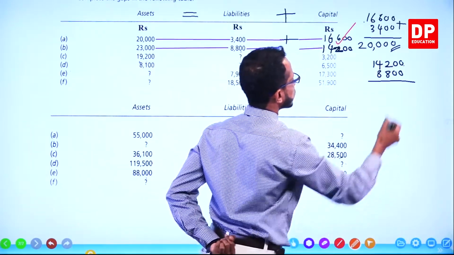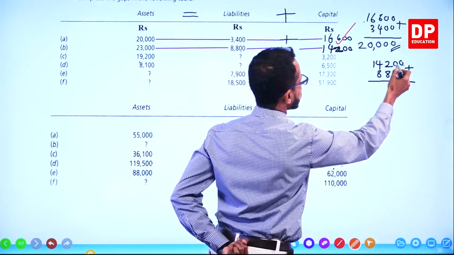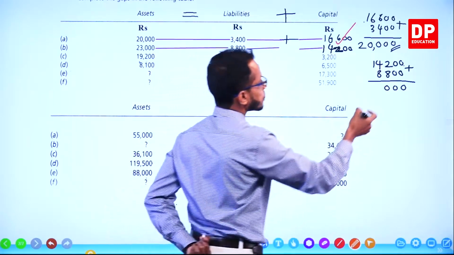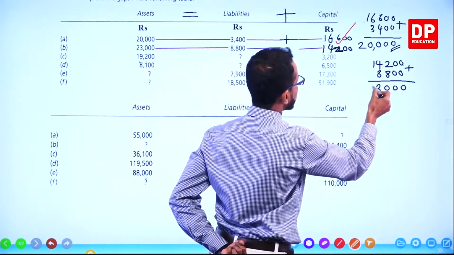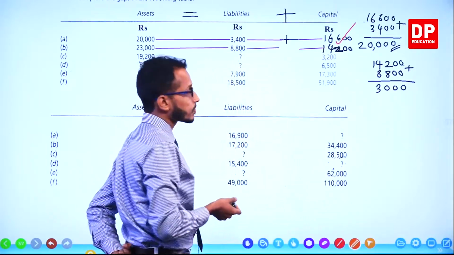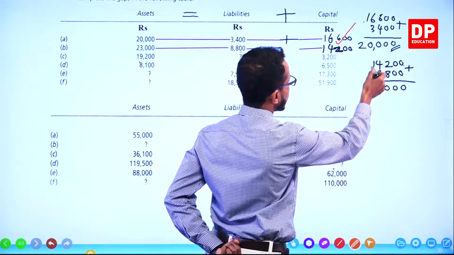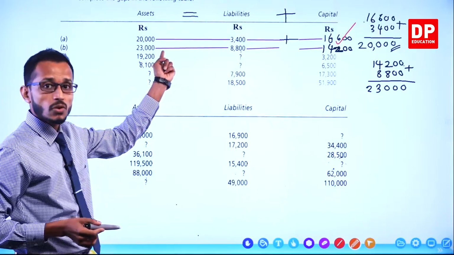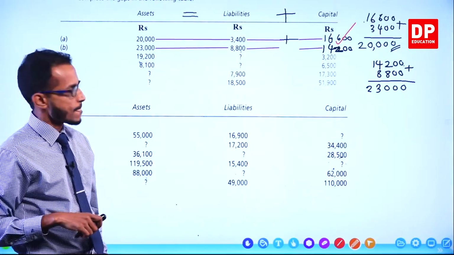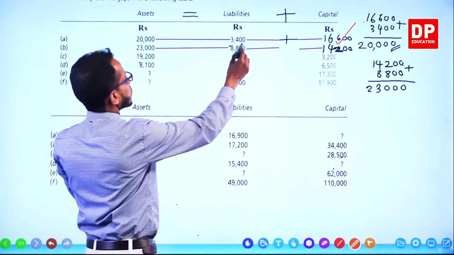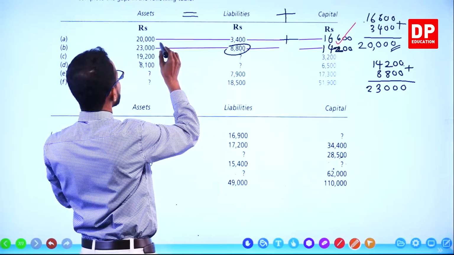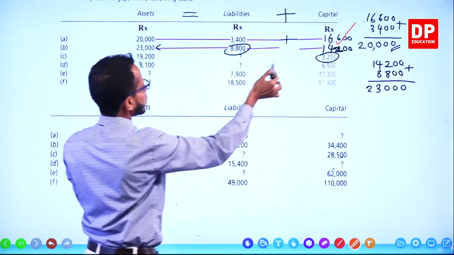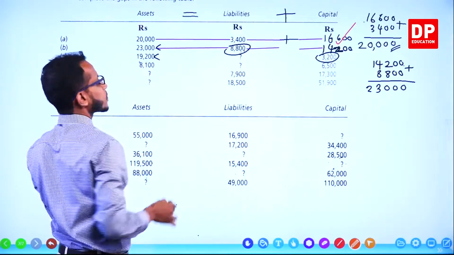Okay. Add 0 plus 0, 0. 8 plus 2 becomes 10. 1 remainder. 8 plus 4 becomes 12. With this one, it's 13. And 1 remainder, 1 plus 1, 2, 23,000. Didn't we get the total assets? Yes. So, if capital is given, you subtract capital from assets.